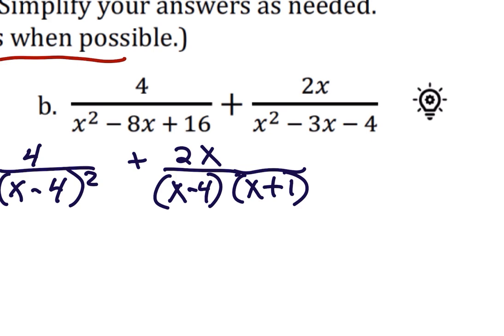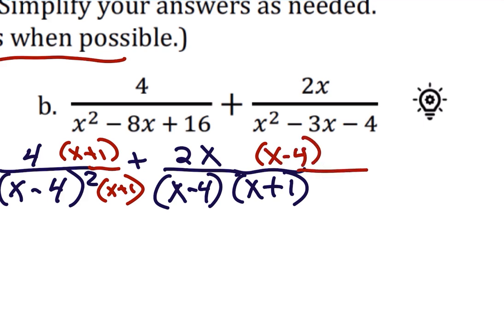Okay, so now we have to look at each of the denominators, and it seems we have something in common. There's an x minus 4 in both fractions. But the fraction on the left needs an x plus 1. So I'm going to put an x plus 1 in the numerator and an x plus 1 in the denominator. The reason I can do that is I'm multiplying by a very fancy version of 1. I'm going to do the same thing to the second fraction: an x minus 4 in the numerator and an x minus 4 in the denominator. We don't change the value of the fractions. We're just changing the form.